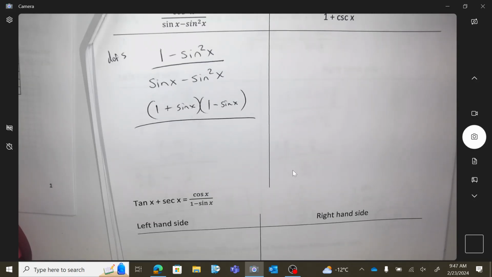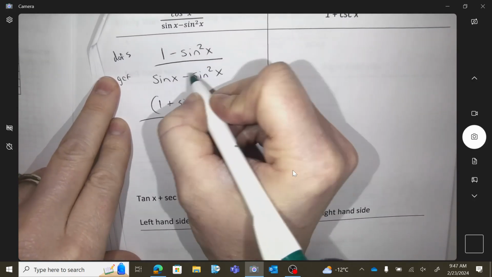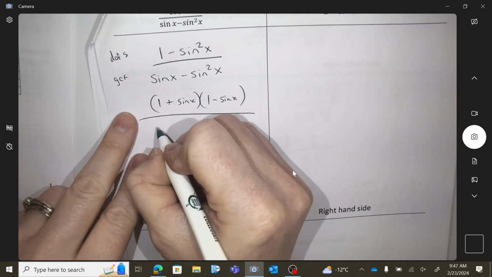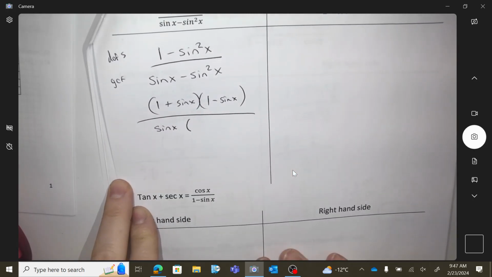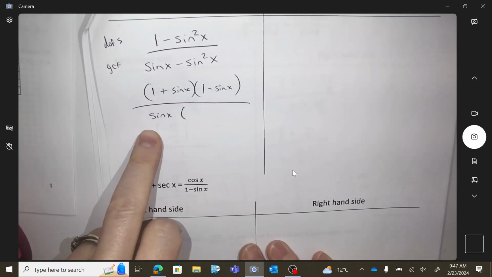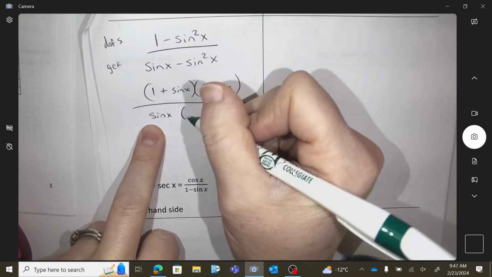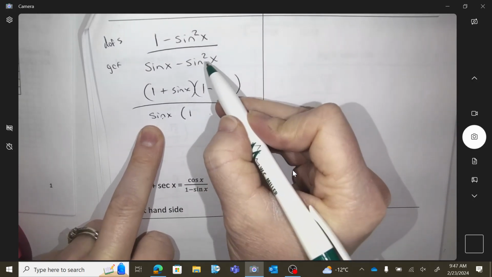Can you factor the bottom? Yes. What's the style called on the bottom? It's a GCF. So there's two terms. What do they both have in common? So sine x bracket. Sine x times what makes that? 1. Sine x times what makes that?